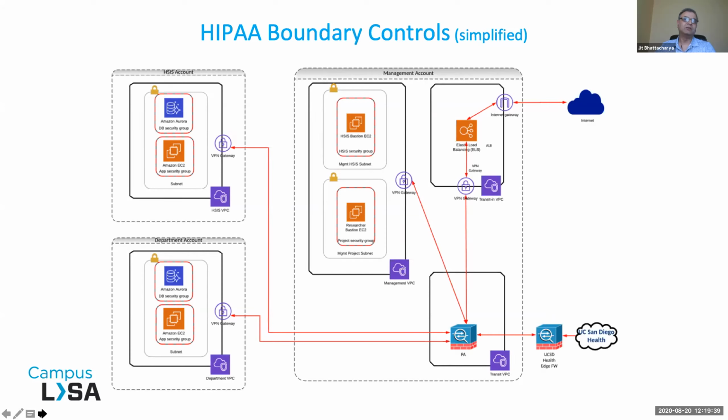And any application users have to go in what's called a transit VPC through an elastic load balancer, but still hit the Palo Alto and then have access only to the application tier of the individual accounts.